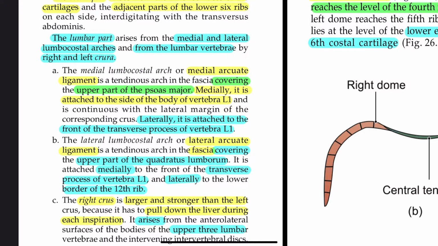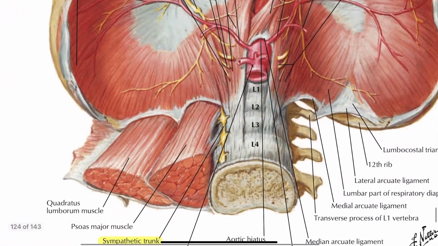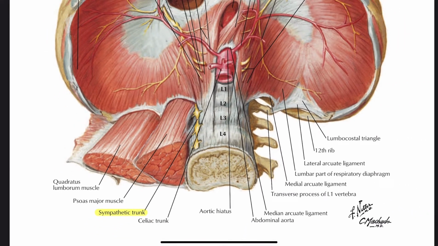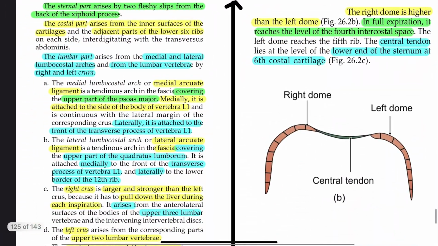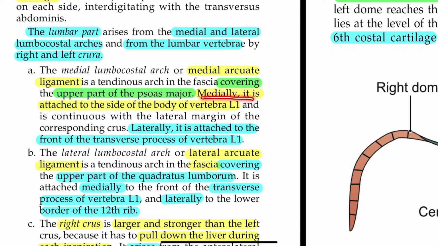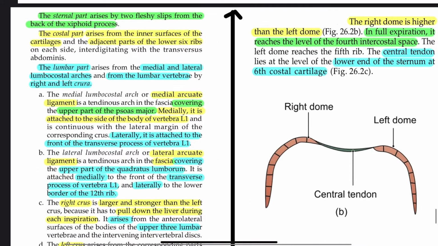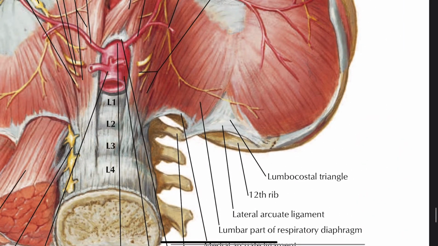So what's that? It's basically a tendinous arch covering the upper part of the psoas major muscle. This is the psoas major muscle here. And what's covering the upper part of it? It is the medial arcuate ligament. Now to talk of the attachments, medially it is attached to the side of the body of L1 vertebra, and laterally it's attached to the transverse process. You can well appreciate here, if this is the medial arcuate ligament, it's attached on the side of the body of L1 and on the lateral side on the transverse process.